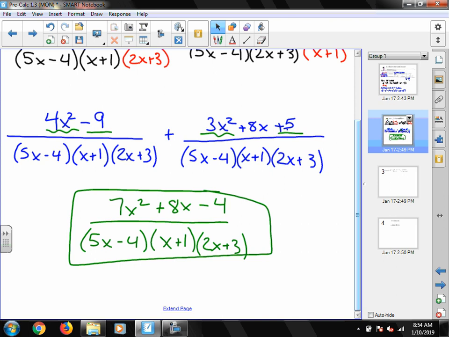The key to these, really, everything you want to look for right away is going to be trying to factor and see what factors you have and what factors you don't.